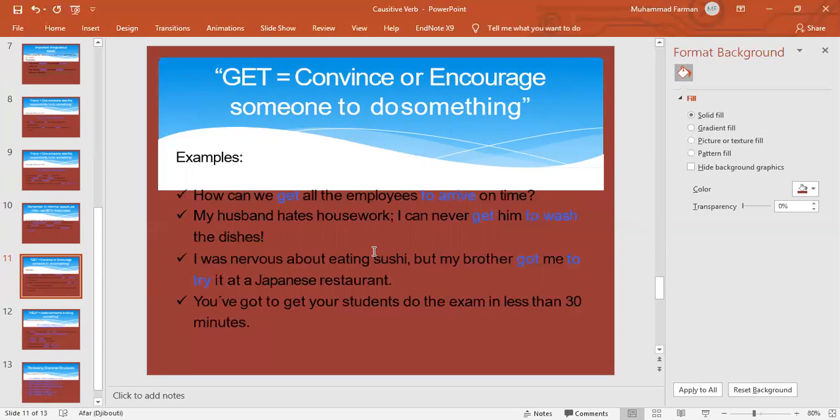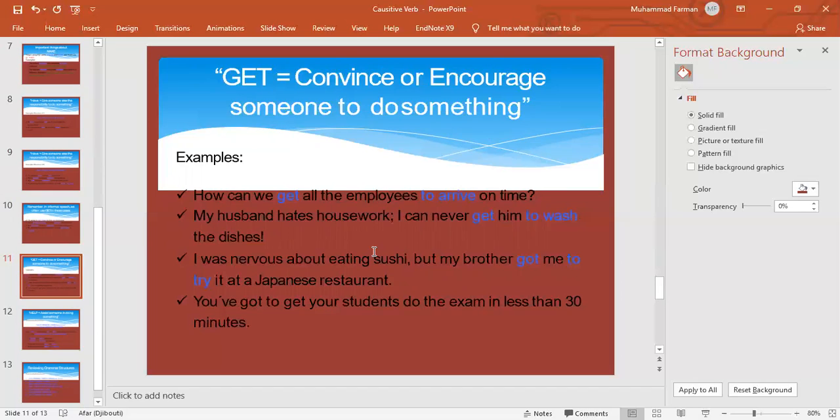My husband hates housework. Not my husband, just an example. My husband hates housework. I can never get him to wash the dishes. Especially it is being understood by the female students, and the girls are being responsible to chew out the meaning of this specific sentence. My husband hates housework. I can never get him to wash the dishes. Again, get is being used just in order to convince someone.